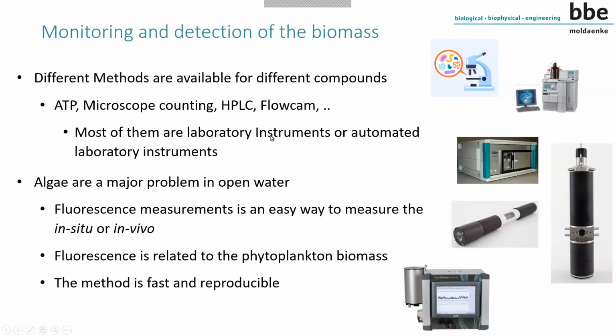But algae are also a major problem in open water, and fluorescence is the easiest way to measure this with in situ and in vivo instruments. You see here our products: lab analyzer, algae torch, algae online analyzer, FluoroProbe. The fluorescence is related to the phytoplankton biomass, more or less. But you can get a good relation between them, and the best is that it is fast and reproducible.